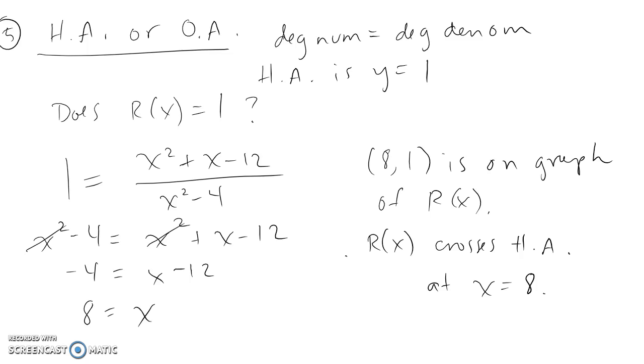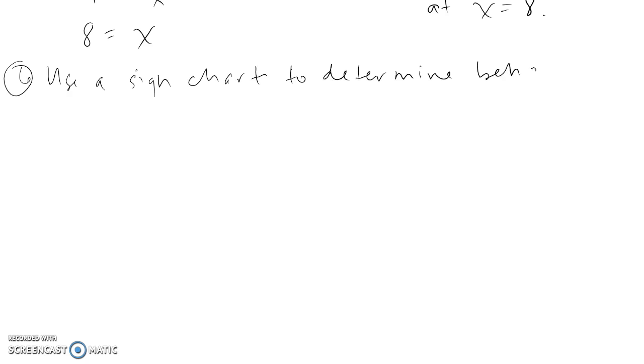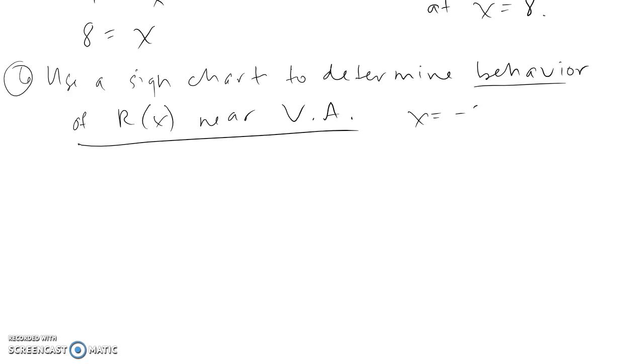Alright, what's next? The next thing we have to do is think about what's happening at the vertical asymptotes, right? So we're going to use a sign chart to determine what we call the behavior of r of x near its vertical asymptotes, which you remember are x equals negative 2 and x equals 2.